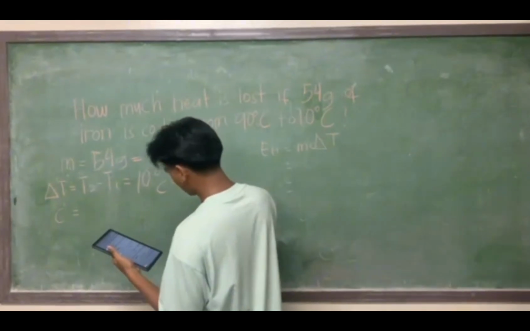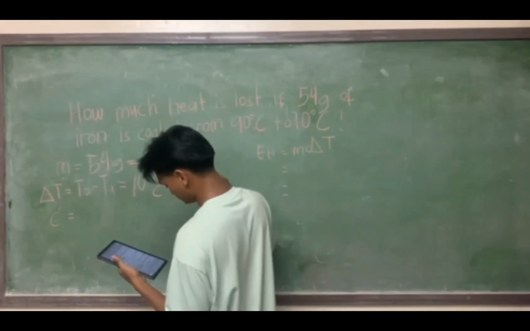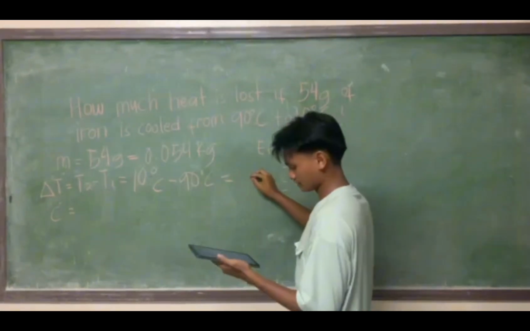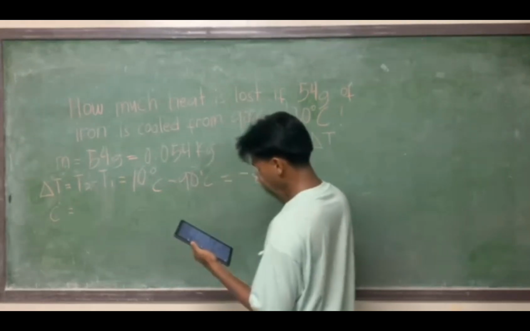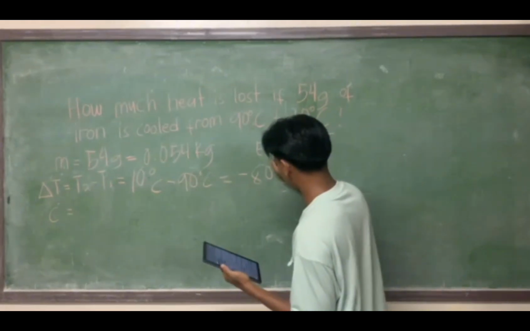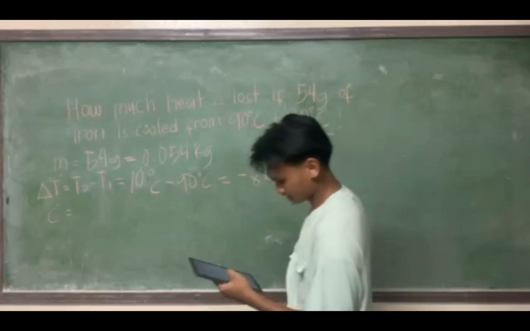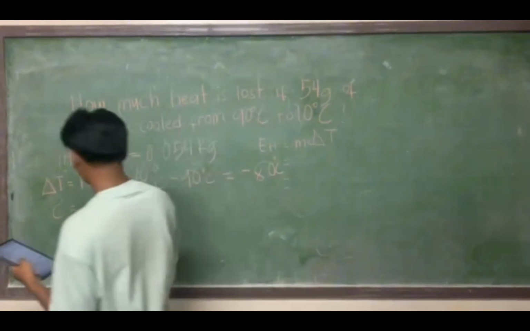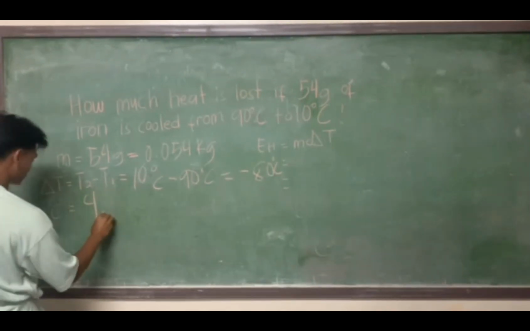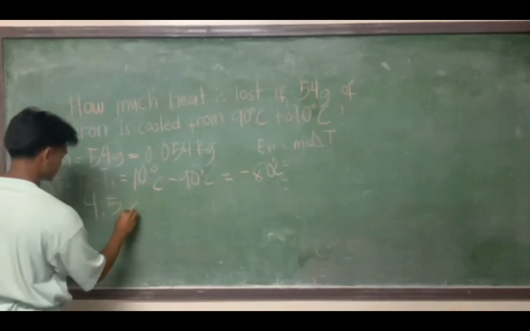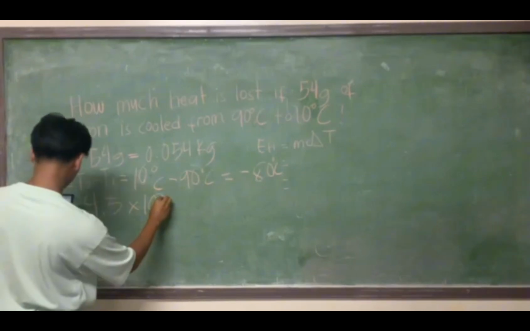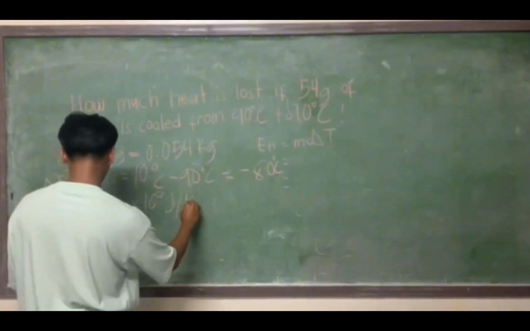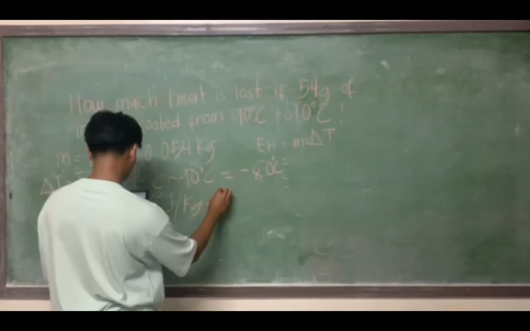90 degrees Celsius. The change in temperature is equal to negative 80 degrees Celsius. The c is 4.5 times 10 squared joules per kilogram degree Celsius.